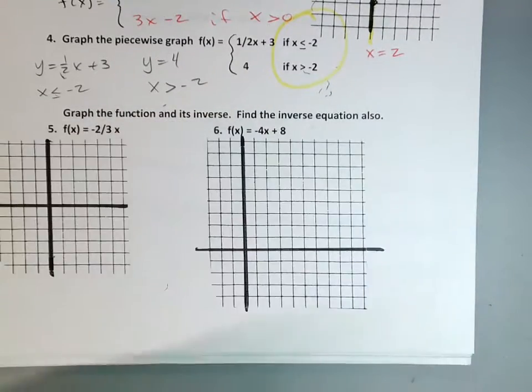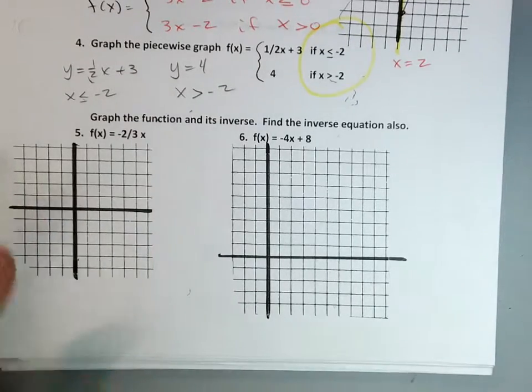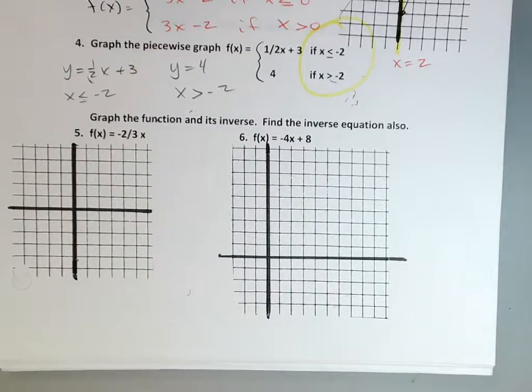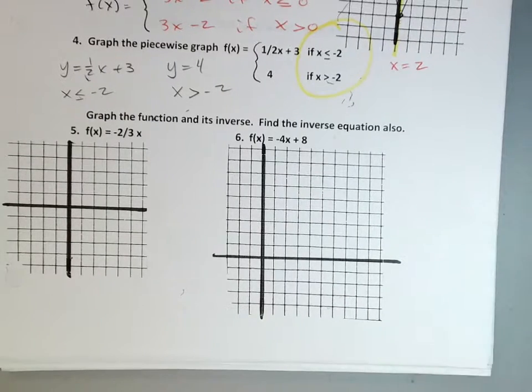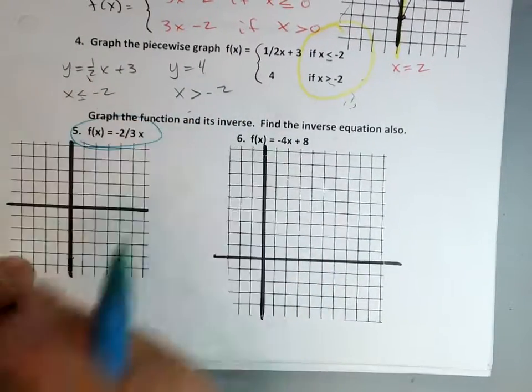Okay. Graph the function and its inverse. Find the inverse equation also. Okay, so this isn't so bad. Number 5. So if I'm going to graph the original, let me see. I get a couple of different colors. I like colors. Colors are fun. I got blue and I got red. Perfect. Okay, there we go. All right. So I'm going to do the original in blue. I'll do the function in blue. Okay. All right, that's no problem.